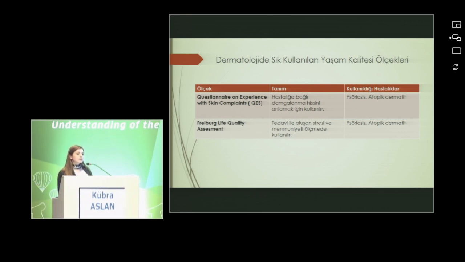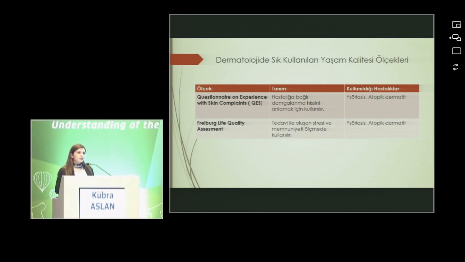The other two life scales used in psychodermatology: Questionnaire on Skin Complexities. According to my idea, this scale is quite important for psoriasis patients. It is used for psoriasis and atopic dermatitis. It doesn't have a Turkish version, that's why it is not used in Turkey. It enables us to understand the stigmatization effect, and of course in psoriasis, patients have a stigmatization effect.